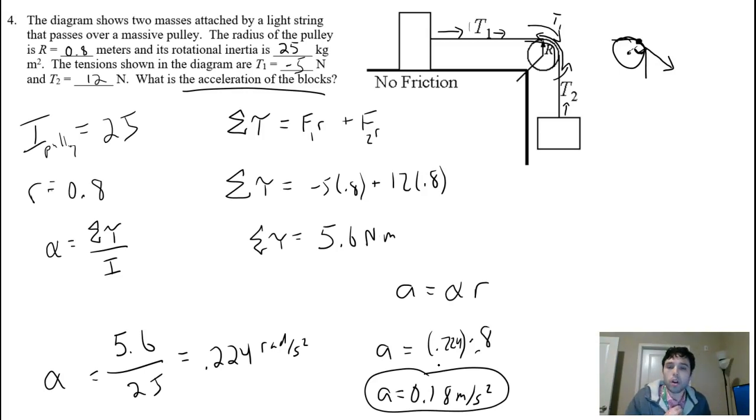All right, so what did we do? We started off with finding the total torque that came from the forces. Tension is a force, so we use those forces to get our total torque. And then we use Newton's second law to find the angular acceleration, because we knew the moment of inertia. And once we had the angular acceleration, we used our conversion to convert from angular acceleration into linear acceleration. So three steps. Hopefully you're able to follow along with that.